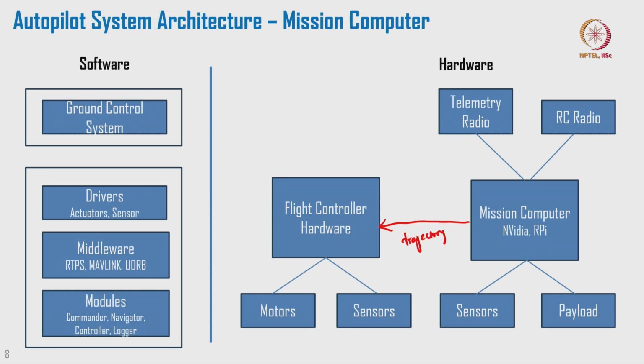will be sent to your flight control hardware. Now the flight control hardware will take care of following the new trajectory, right, and return this information back to your flight controller. Sensor information will come, so that the mission computer knows the current state of the vehicle and acts accordingly, right? So this is how your system architecture is going to be, right?